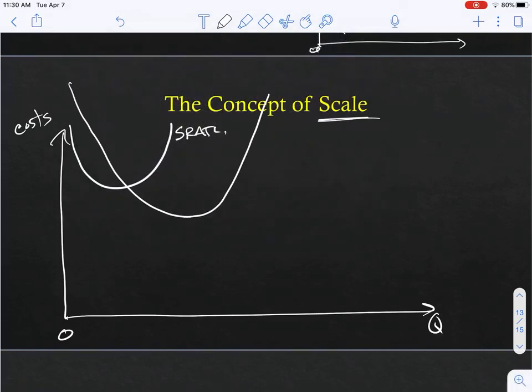So with a larger shop, you might be able to drive that cost down lower if you produce a larger quantity of output. So that's for a bigger plant.